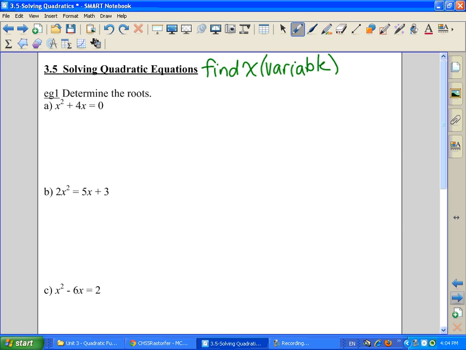Okay? And there's two ways to do this. Number one, you can factor when it's easy. And if it's not easy to factor, you're going to use the quadratic formula. So I'll call that quad formula.